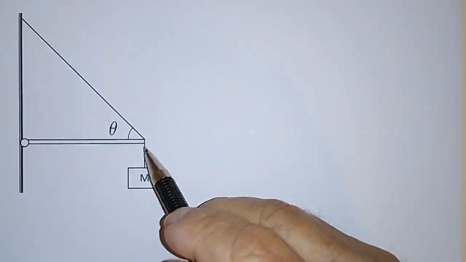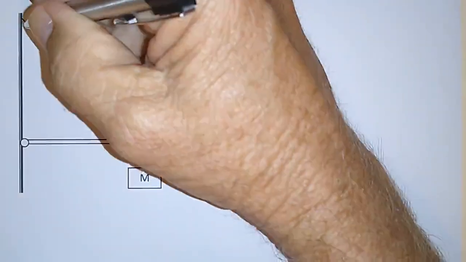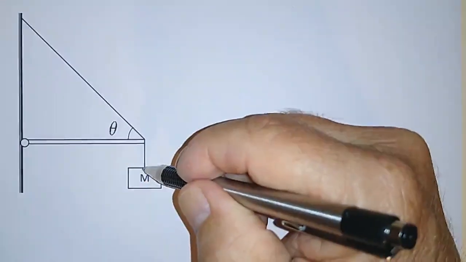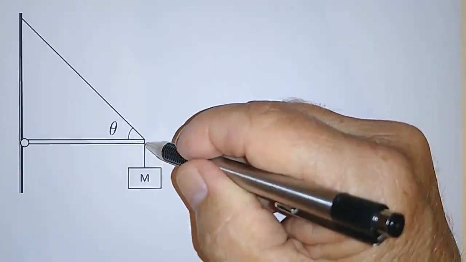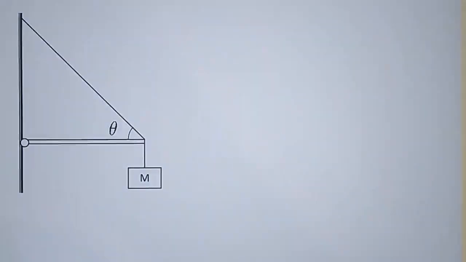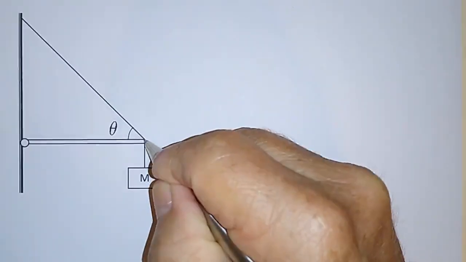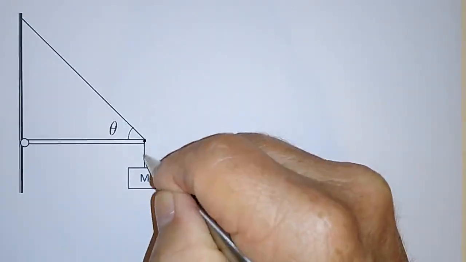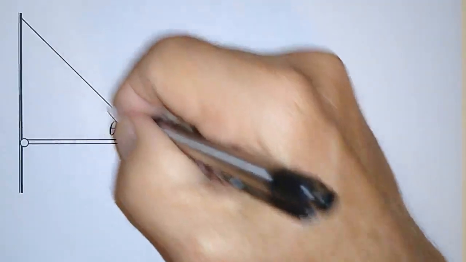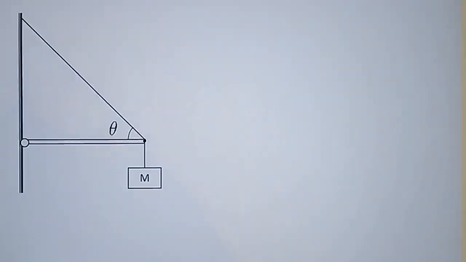What I want to caution you about is it's easy to fall into the trap of thinking that if I have this cable running along here and down to here, the tension in this part of the cable is the same as the tension in this part of the cable. Actually, that's not the way it works. If you look closely at this point right here, the two cables are different. This one supports M, the big M, and this one supports the whole thing, the bar and the mass M.